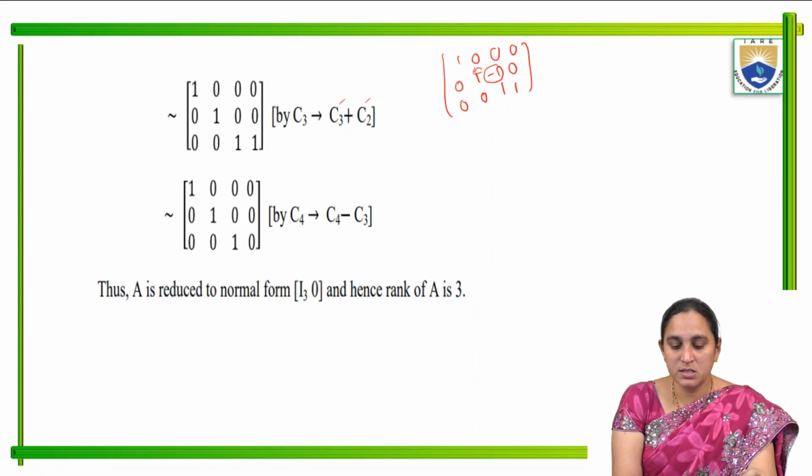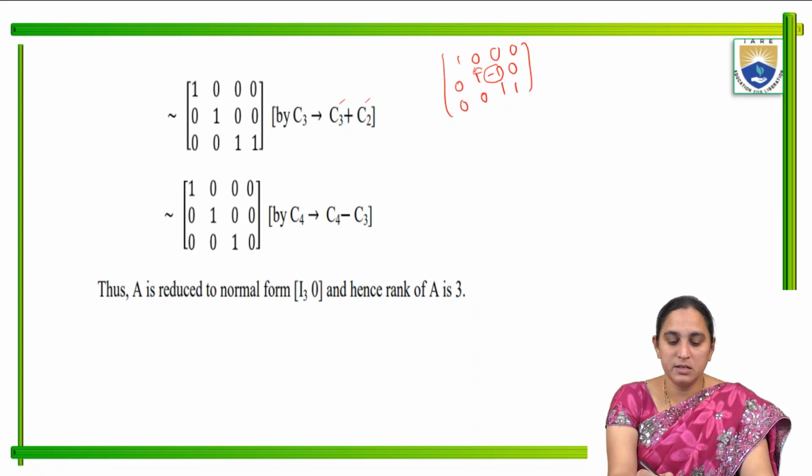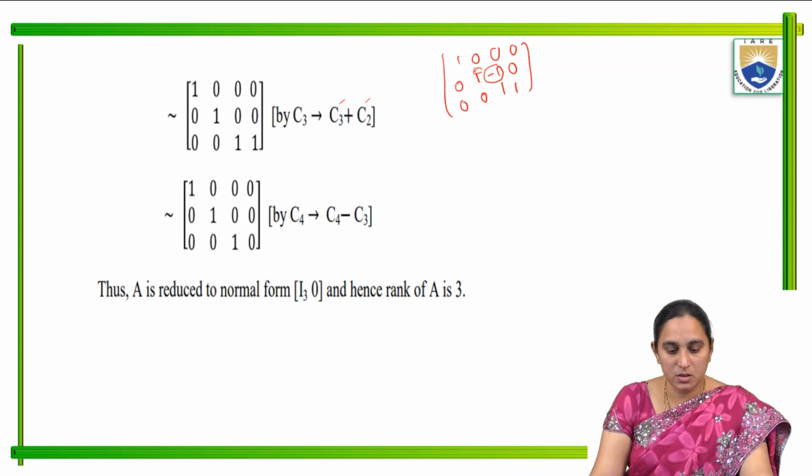Okay. Now the changes in C3 with respect to what? C2. Okay. And there is no change in C4. Directly write down 0, 0, 1. 0, 0, 1. And here after that, the next possibility.